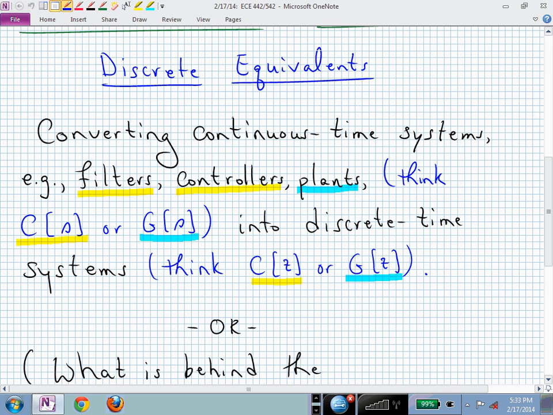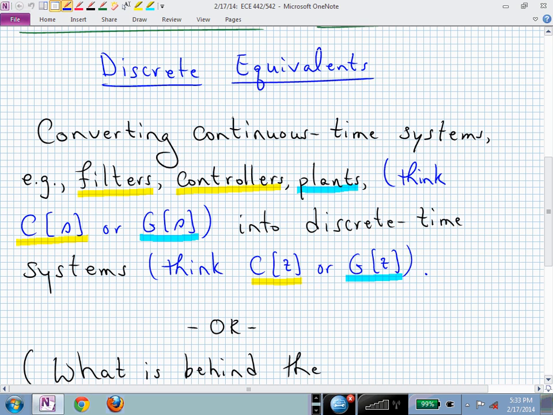Or you might have already taken a controls class, or maybe somebody gives you a controller and they say, oh, you've had a digital control class, can you implement this controller in our computer? So how do we take the controller, capital C of S, that's maybe an analog-based controller, and convert that into a discrete time controller, C of Z? Again, once we have capital C of Z, you know how to generate a difference equation for that capital C of Z.